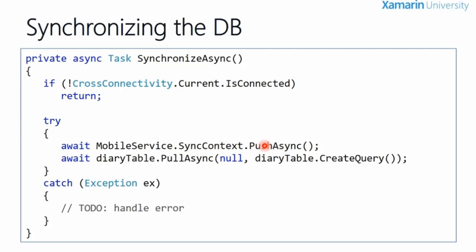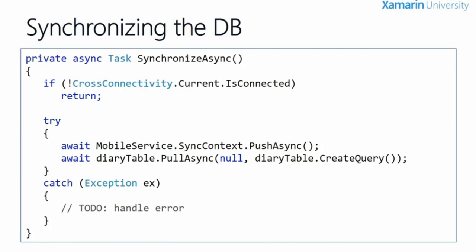You'll notice that this is global. This one applies to all of our tables. But then we can pull on an individual table basis. So we can say this table, diary table, or quiz question table, .pullAsync. All right, and then we'll be ready to have complete offline capabilities, both update and read offline capabilities.